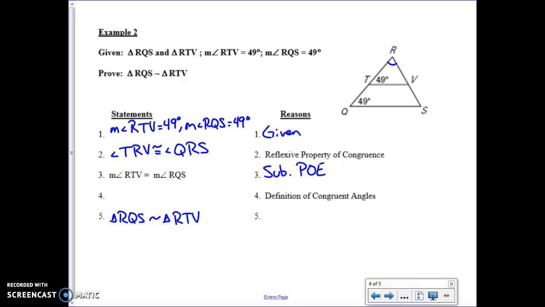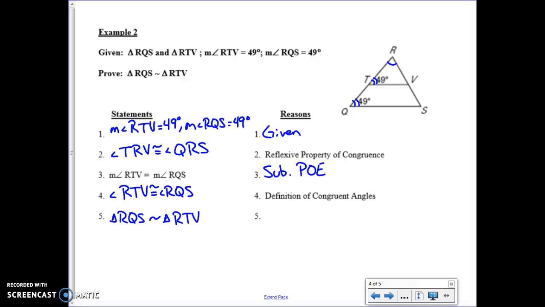Now, definition of congruent angles. We've talked about anytime you see that definition of congruent angles, we should immediately know that we need to switch it over from equals to congruence. So I'm going to take the measures away and say that angle RTV is congruent to angle RQS. So by definition of congruent angles, they're equal, they're congruent. So at that point, I can put double arcs there on those two.